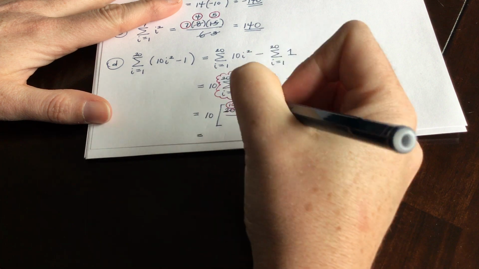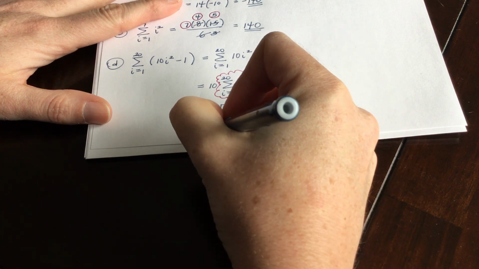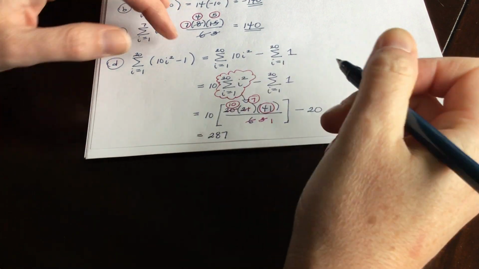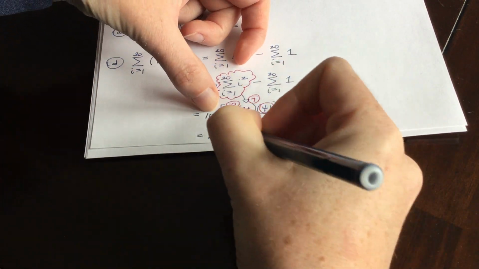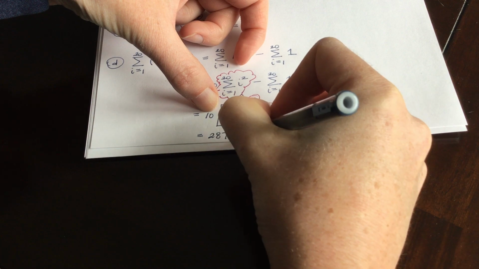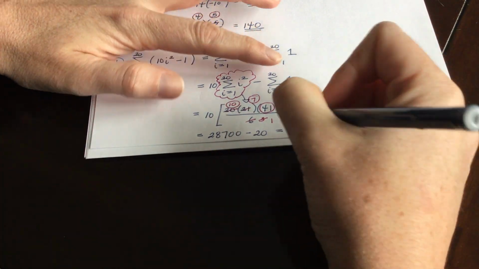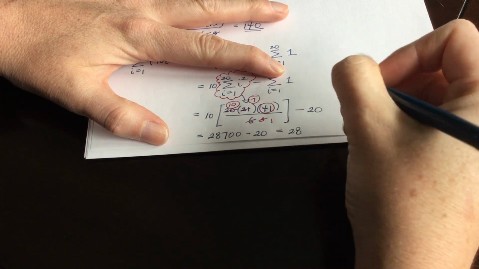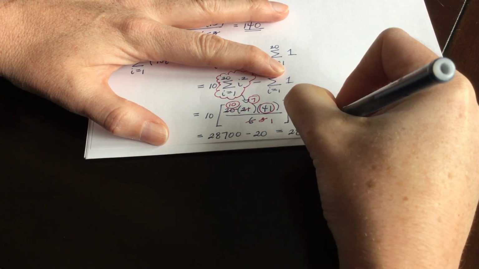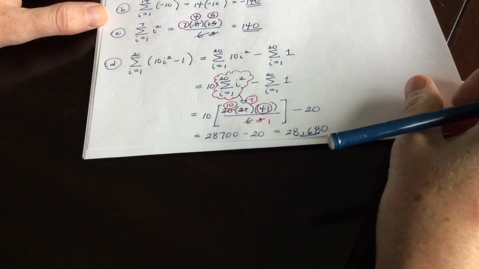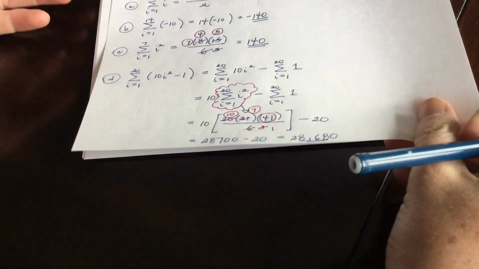So let's see. So we'd have, oh yeah, and then the other 10. Okay, so we'd have 287, but then times 10, but then times this 10 as well, and then minus the 20. So the final answer here would be 28,680. Like so. Okay. All right, my friends, one more example, and then we are done with this section.